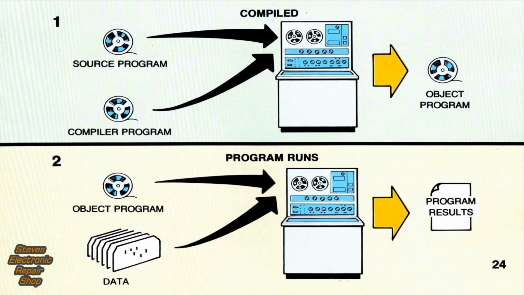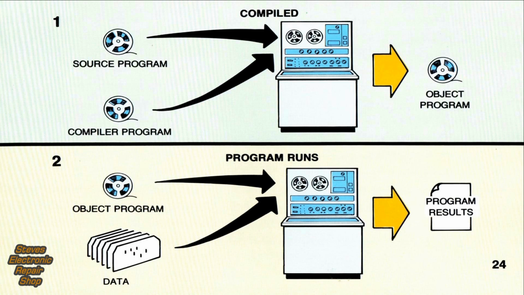Here's the mechanics of compiler language. First, as shown at the top, the source and compiler programs are loaded in the computer. The program is compiled, and the output is the object program. But notice that we still have not executed our program. To do this, we must perform the sequence shown at the bottom. The object program and any data required are loaded into the computer. The program runs, and finally we receive the results of our programming effort.